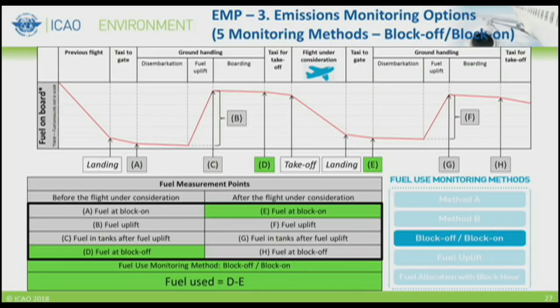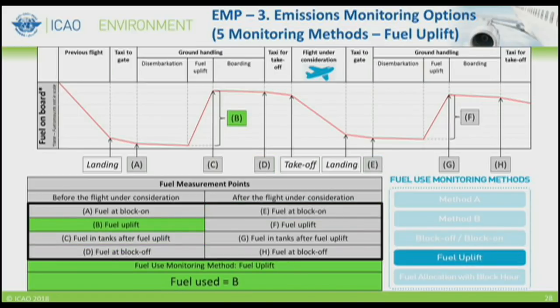The second measurement point is, again, once the operator arrives at the destination airport, arrives at the gate, and switches off the engines. This is the second measurement point. The calculation, as you can see, is a little bit simpler than for the previous fuel measurement methods.